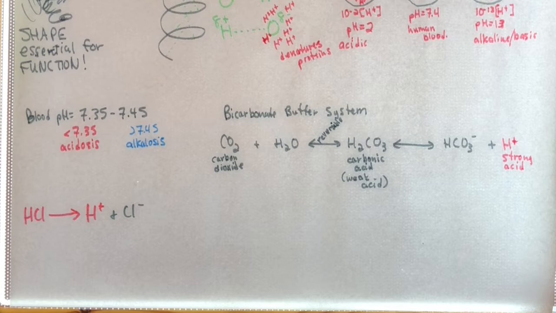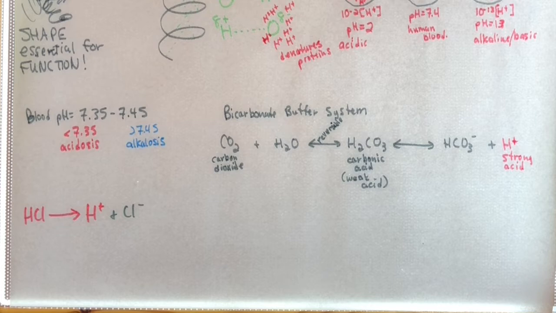Unlike the strong acid, which we're showing here, which is hydrochloric acid, HCl, you'll notice the arrow is one way only. HCl is pulled apart completely and irreversibly into a proton, a hydrogen ion, and then chloride ions, which are not really as important in this story.